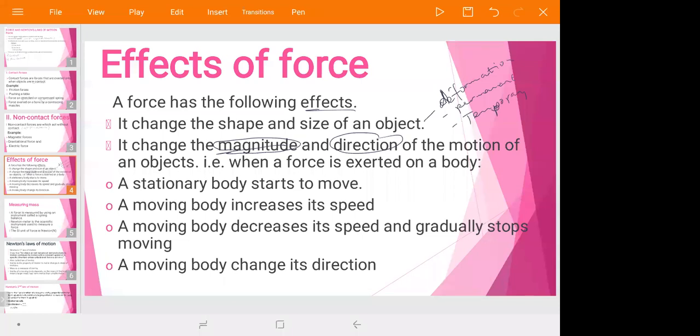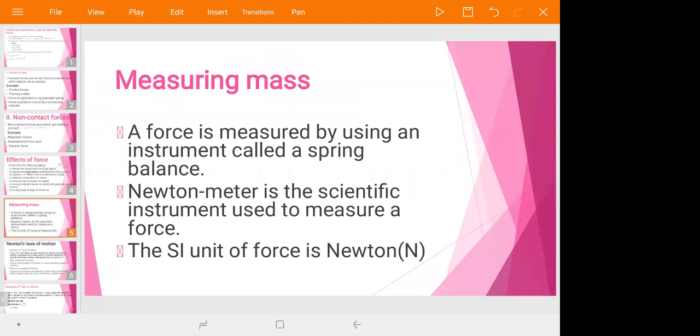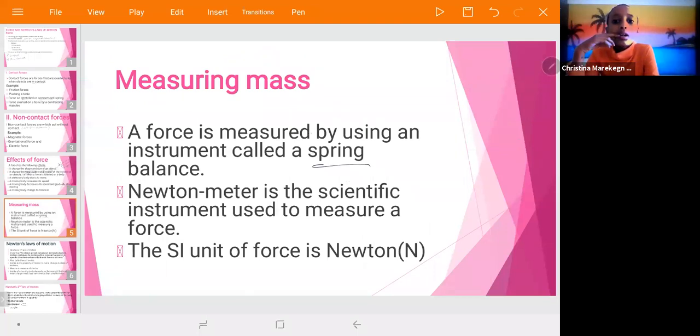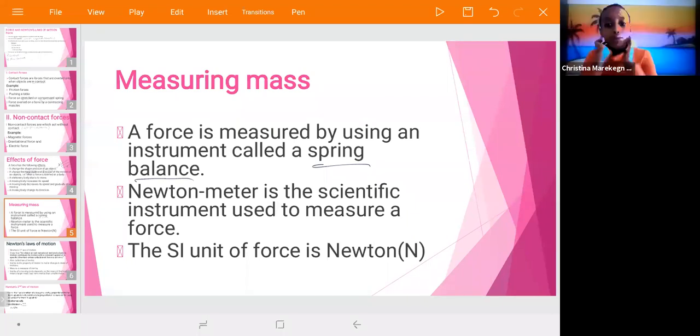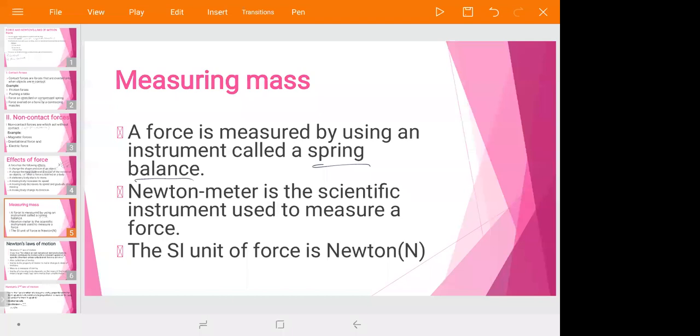For example, the spring balance, we can say Newton meter. The Newton meter is the scientific instrument used to measure the force applied on an object or on a body, okay? Therefore, force is measured by using an instrument called a spring balance. The Newton meter is the scientific instrument used to measure force. And the SI unit of force is what? Newton. The SI unit of force is Newton.